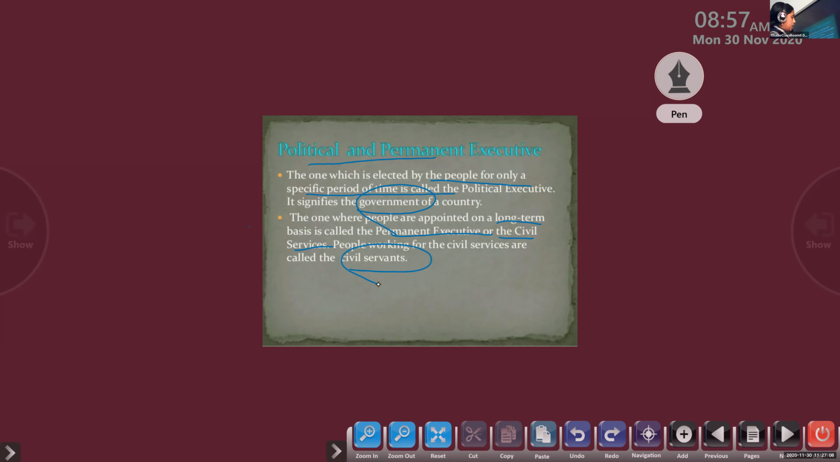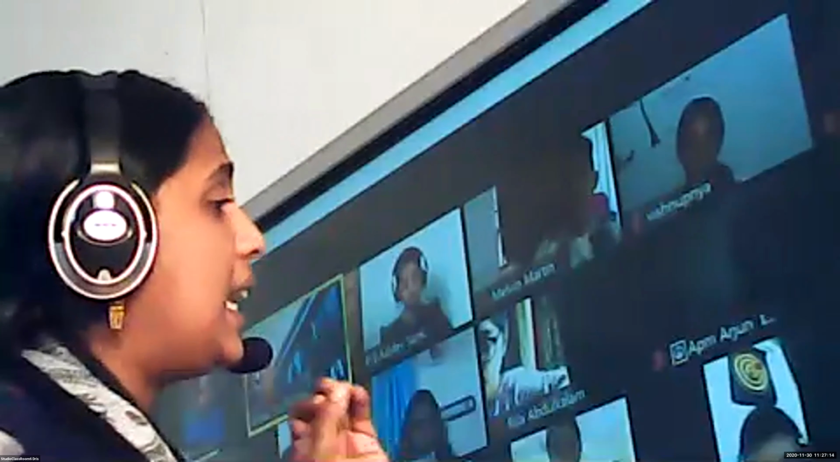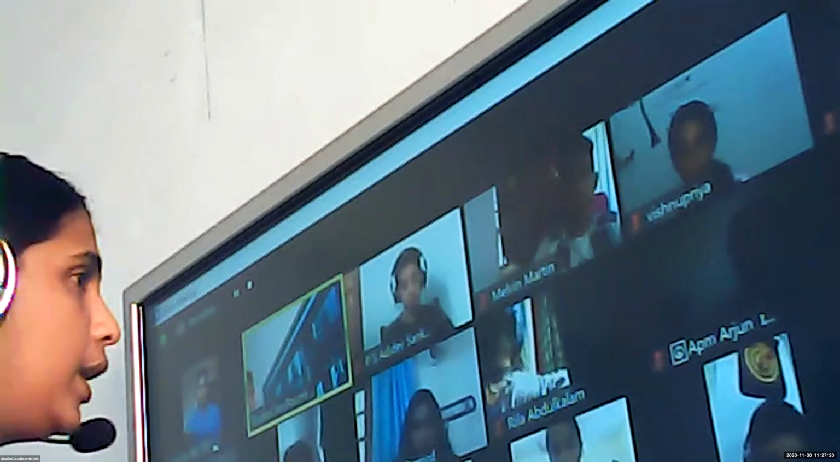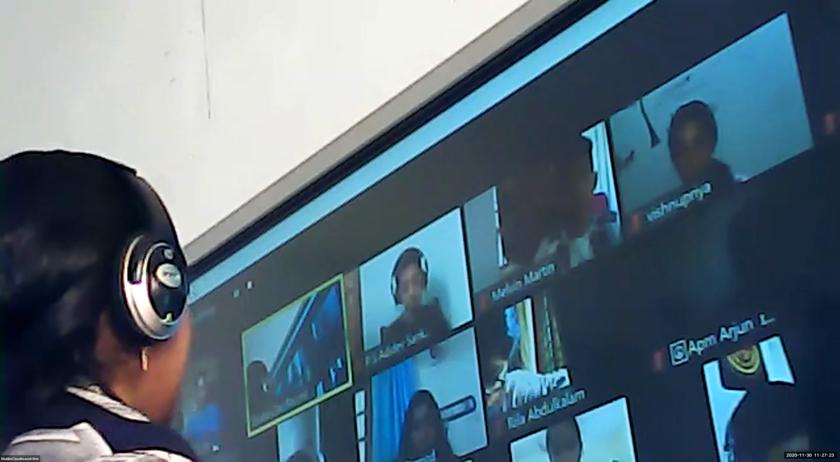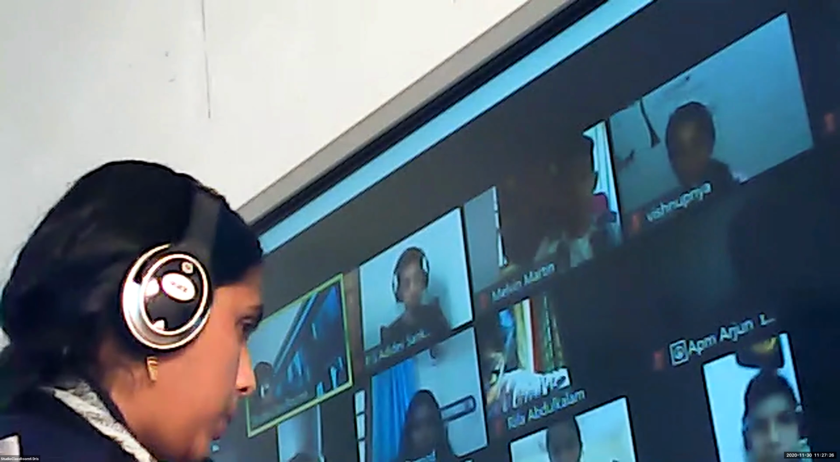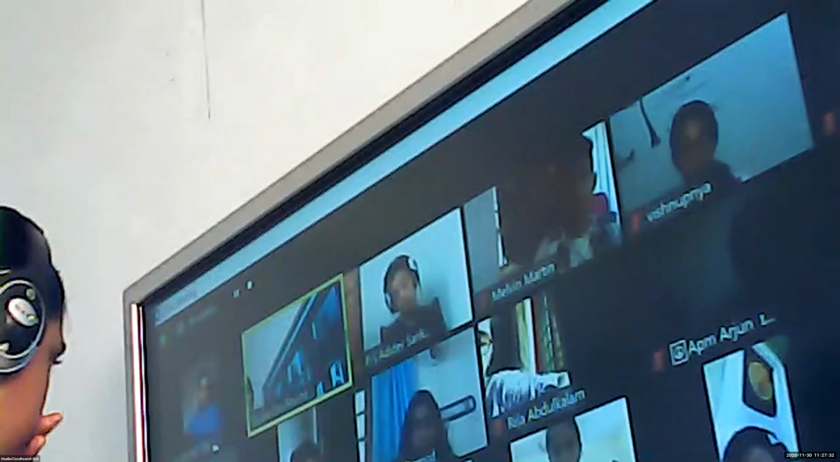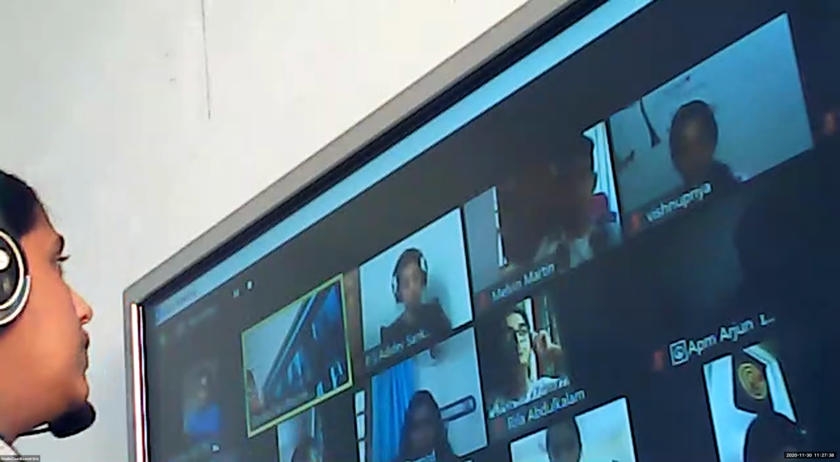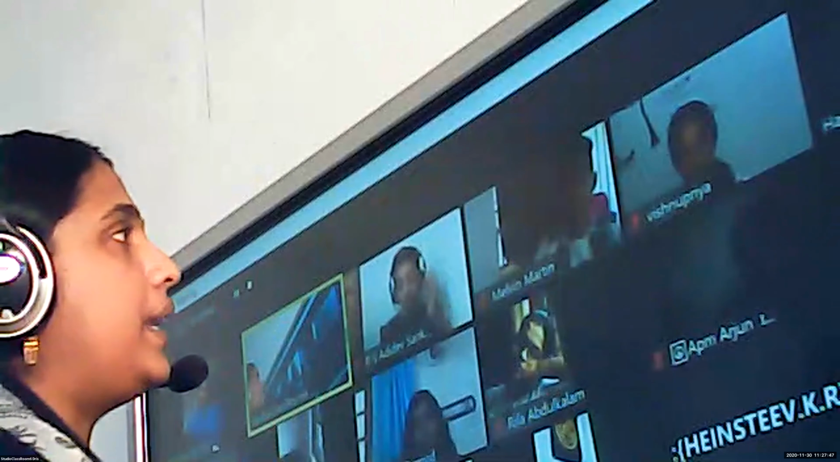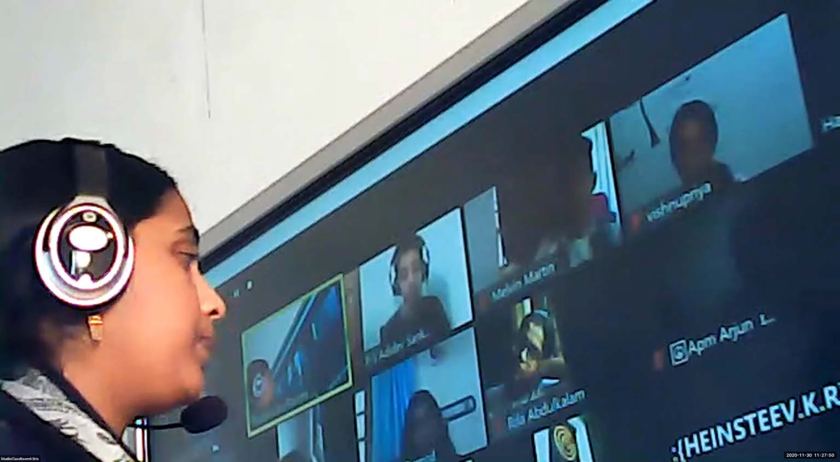Children, don't forget, please understand the term itself. Political executive means they are elected by the people for a fixed period of time, maybe 4 or 5 years. They are forming the government. But a permanent executive: if anyone is trying to get an IAS post or IPS post or IFS post, what are you aiming for? Civil servant. We call that exam the civil service exam, right? Yes, ma'am. Civil service exam, that is, you become a civil servant. So the civil servants are the permanent executive and the people elected for a fixed period are called the political executive.